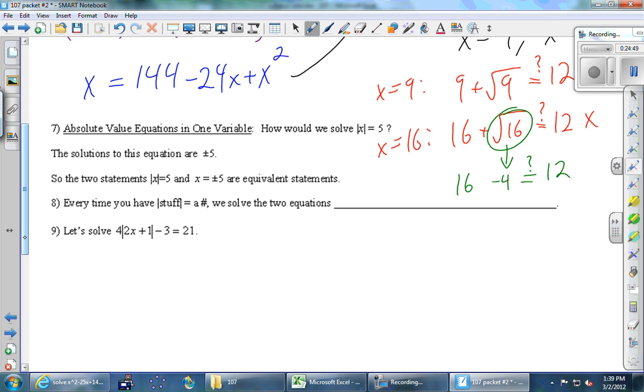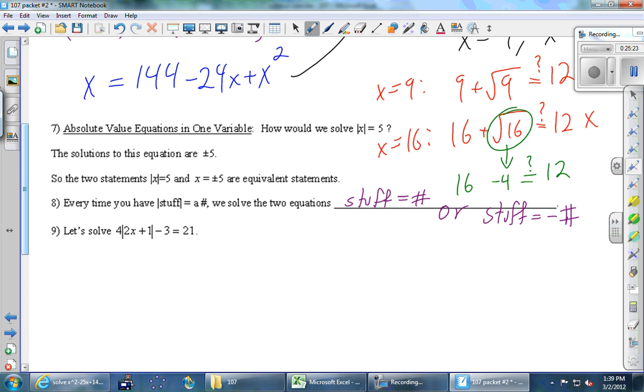Okay, so here are the equations we solve. Either the stuff without the absolute value is equal to the number, or the stuff equals negative of the number. Do we buy it? It's like saying x equals 5 or x equals negative 5. And it doesn't matter if it's x or something more complicated, so just call it stuff.